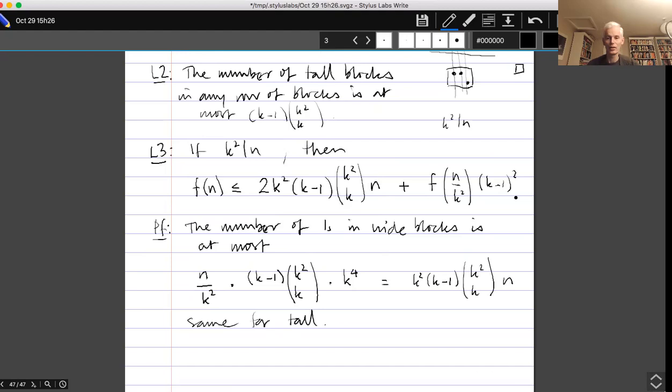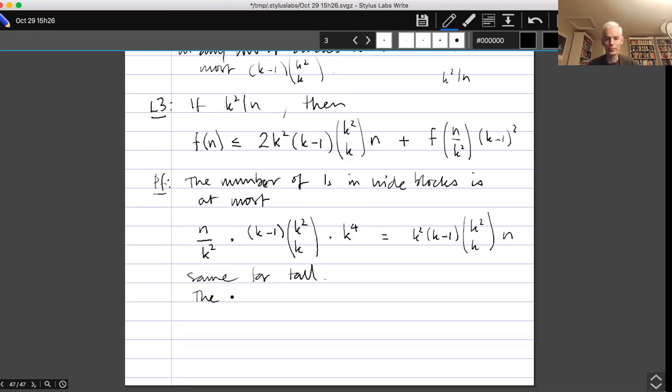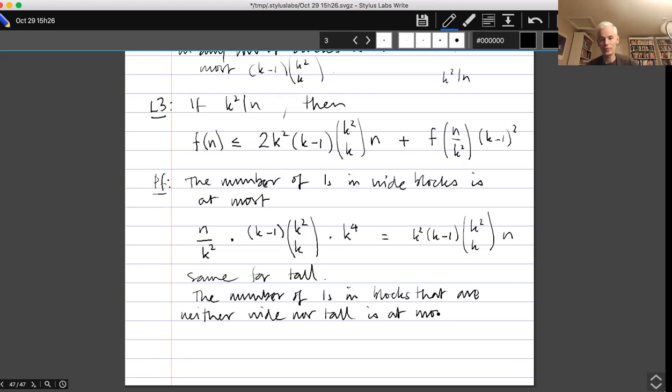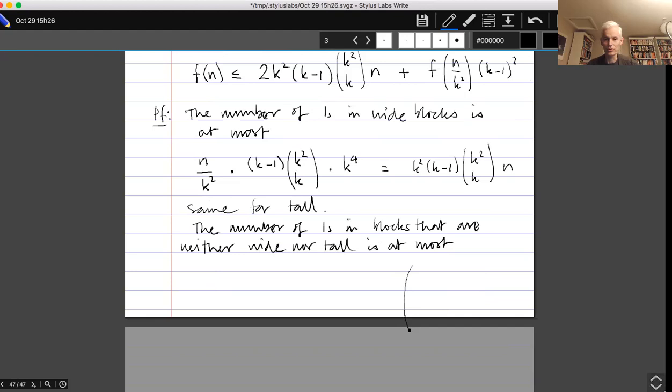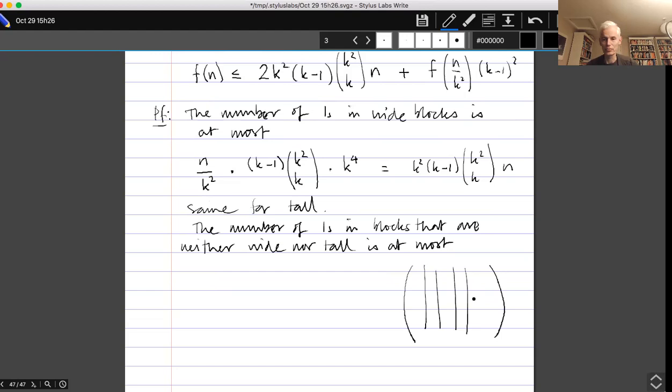What about the other term? So now we want the number of ones in blocks that are neither wide nor tall. Right, let's think about this. I'm going to draw a matrix. We've split it up into blocks. I'm going to throw away everything that belongs to a wide or tall block and just think about the rest. So I've got a few blocks that are occupied.